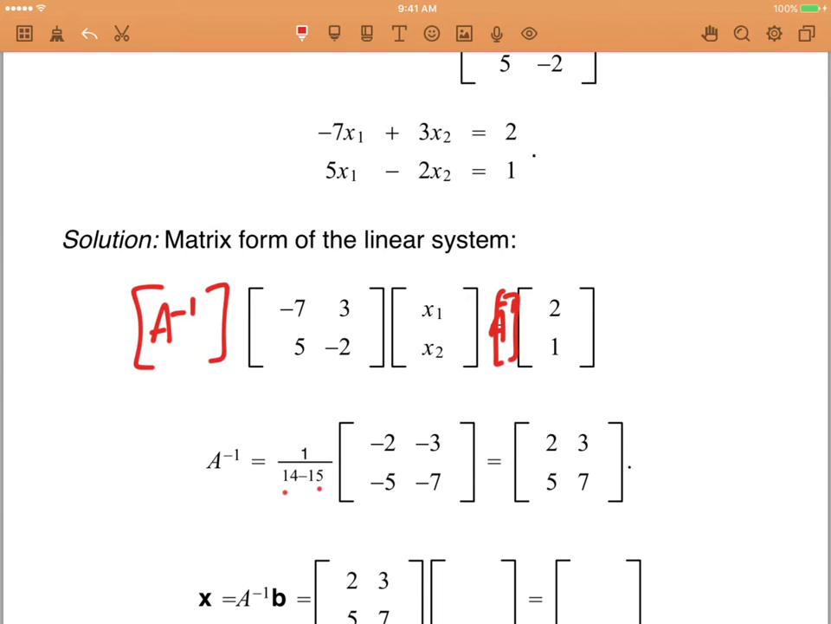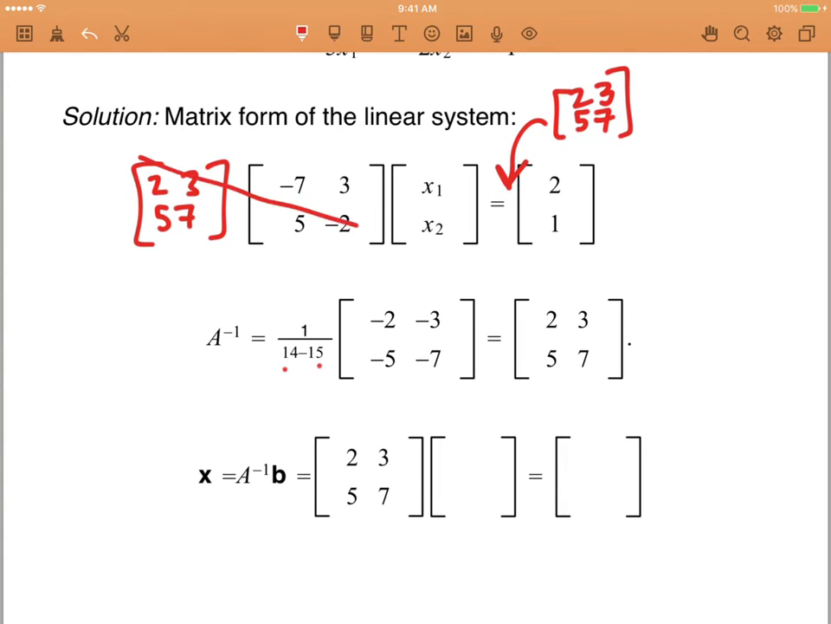And then for the matrix itself, we swap the entries of the main diagonal. We swap the -2 and the -7. We take the opposites of the other two entries, so the 3 and the 5 turn into -3 and -5. And that's the inverse. We just simplify because 1 over 14 minus 15 equals -1, so the -1 gets multiplied by everything, and you get the nice matrix [2, 3; 5, 7]. So what we're really going to multiply here is [2, 3; 5, 7], and sticking it in on the other side, we are multiplying by [2, 3; 5, 7].